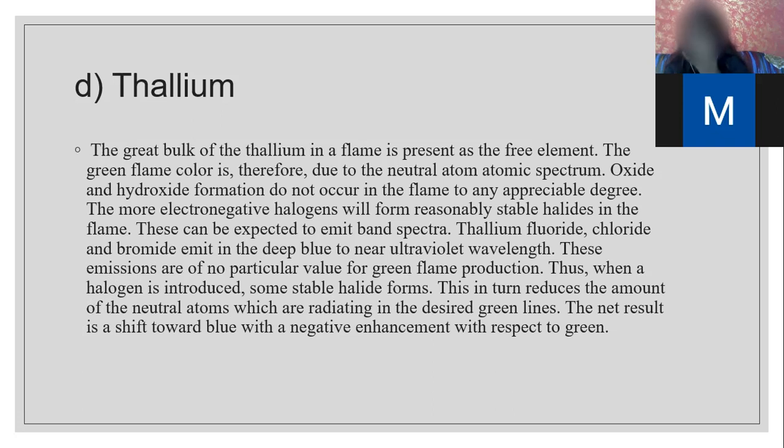Thus, when a halogen is introduced, some stable halide forms. This in turn reduces the amount of the neutral atoms, which are radiating in the desired green lines. The net result is a shift toward the blue with a negative enhancement with respect to green.